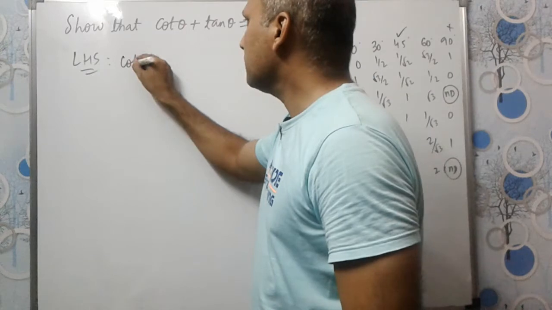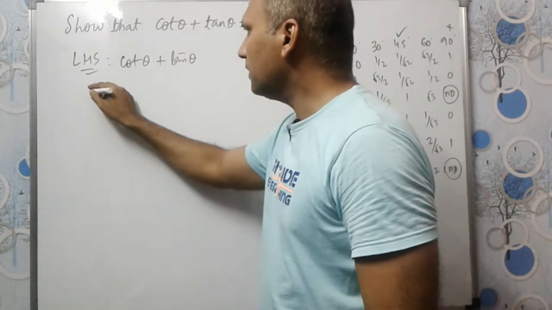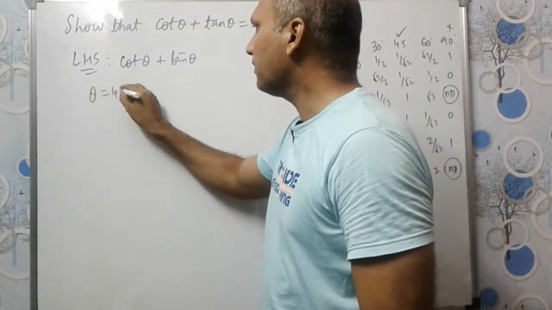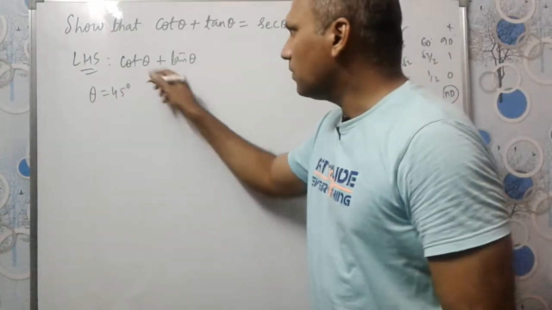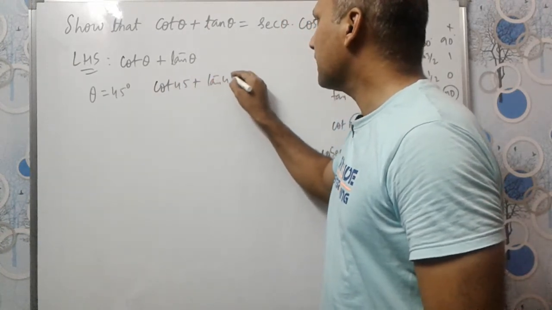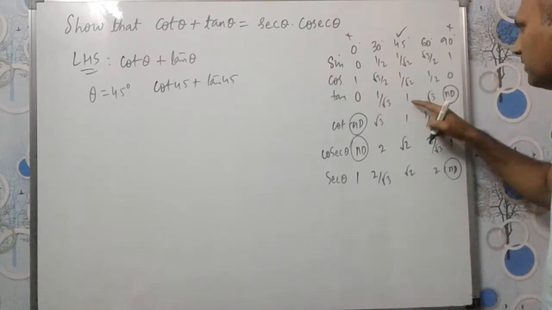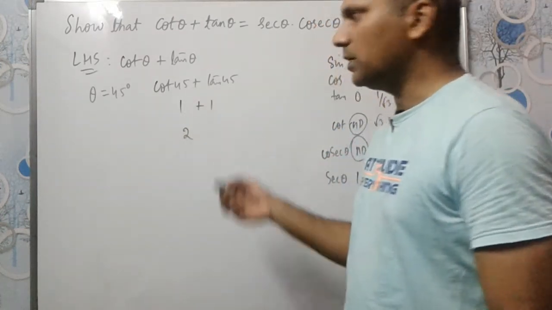So what is LHS now? It is cot theta plus tan theta. If you consider theta equal to 45 degrees and substitute, it will become cot 45 plus tan 45. We know cot 45 is 1, tan 45 is also 1. So this is 1 plus 1, which is equal to 2.